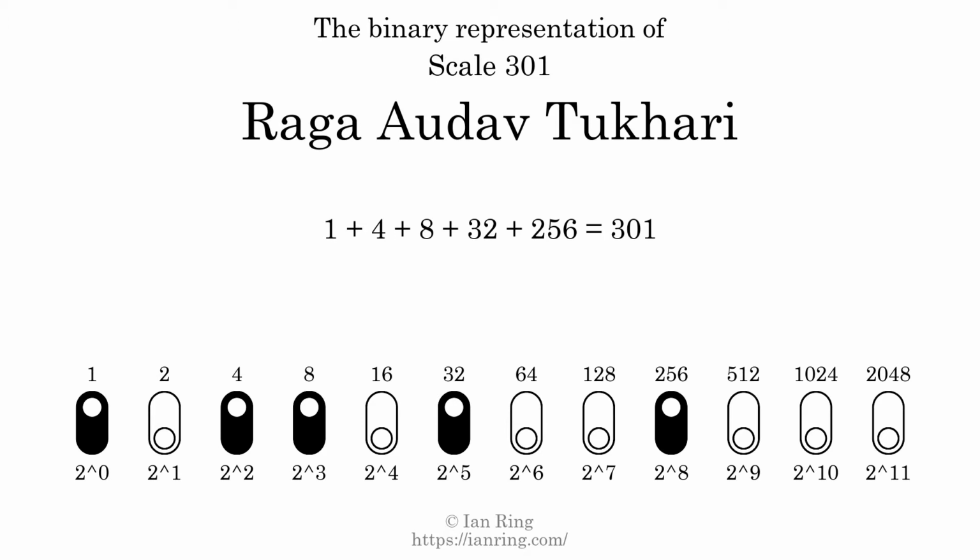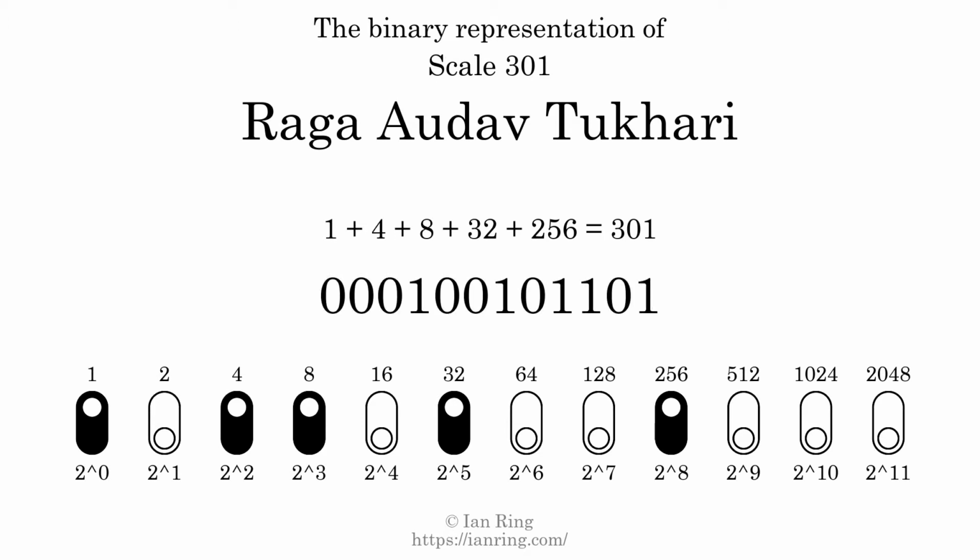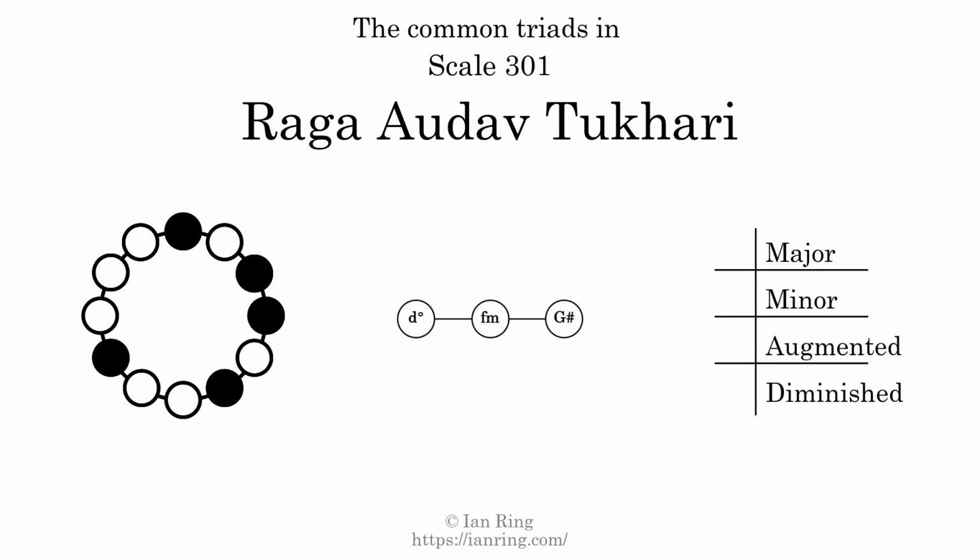The scale number not only enumerates the scale with a unique index, but it also literally describes the tonal content of the scale. Represented as a binary number in base 2, the scale number is 0001001010101. Here are the common triads present in this scale.